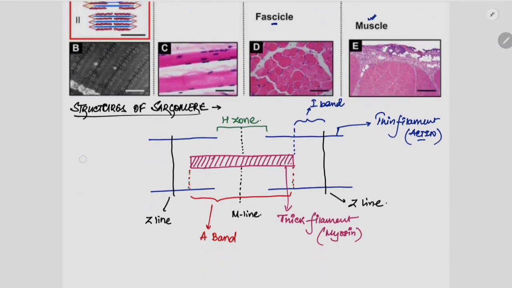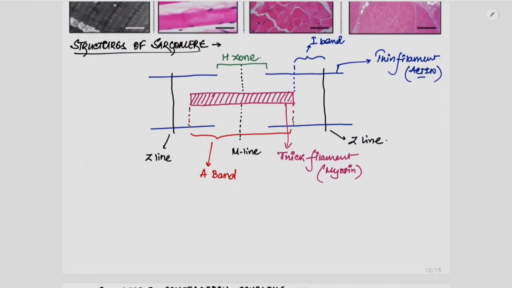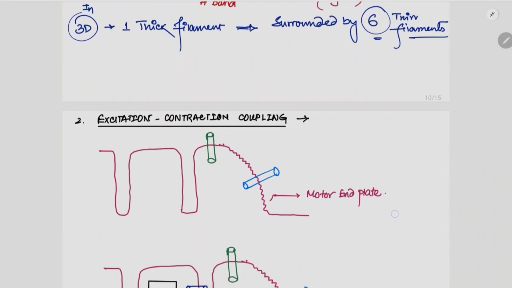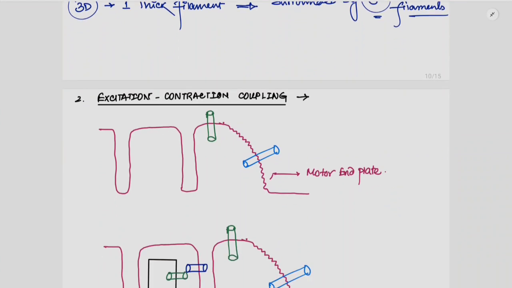As we are viewing in 2D, but in 3D, one thick filament is surrounded by 6 thin filaments. Okay, let's move to the next one, that is excitation contraction coupling.